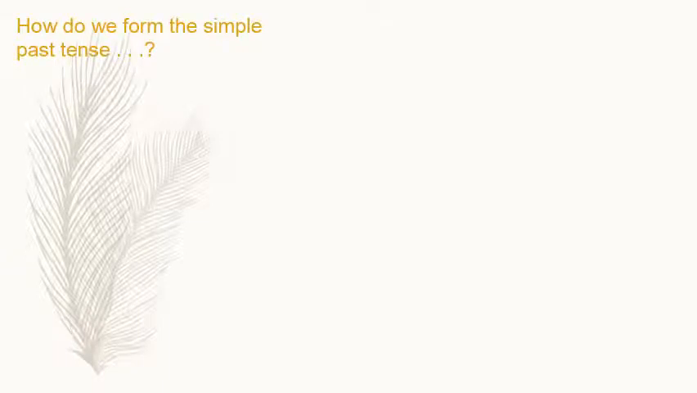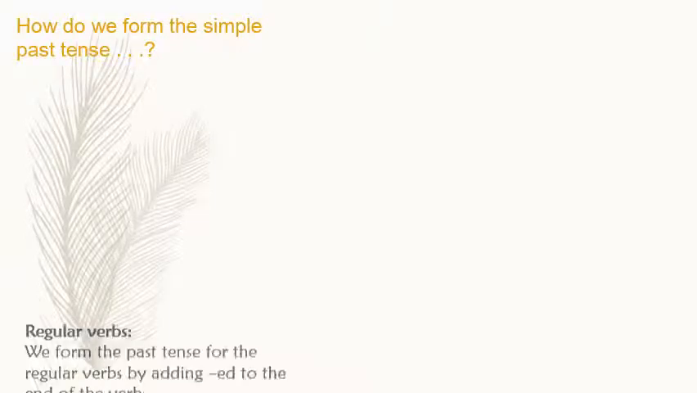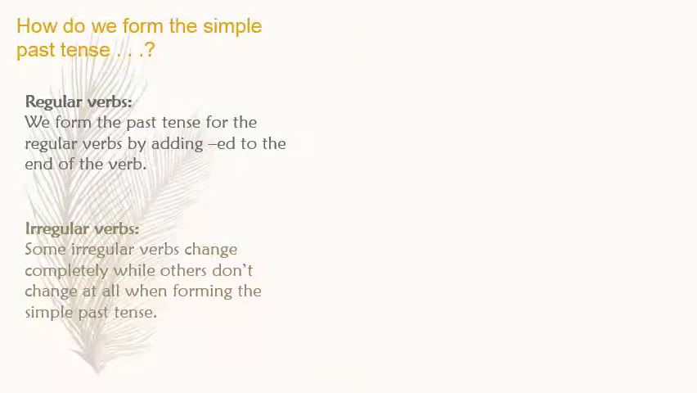Now, how do we form the simple past tense? How do we form the verbs in the simple past tense? We have two groups: regular verbs and irregular verbs. For regular verbs, we form the past tense by adding ed to the end of the verb. Some irregular verbs change completely while others don't change at all when forming the simple past tense. So the rule says that verbs in the simple past tense must take ed. This is what the rule says.